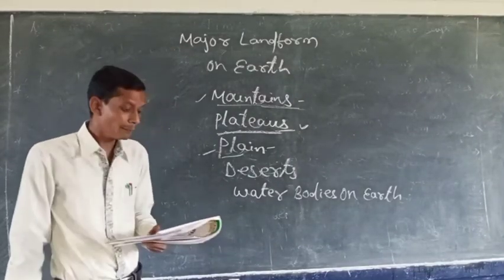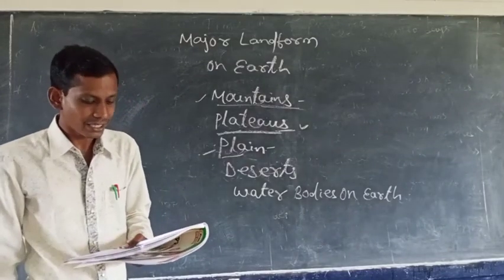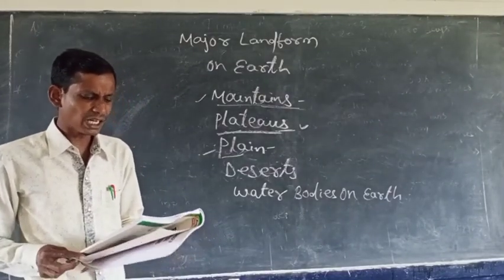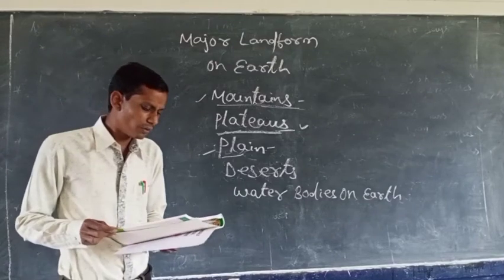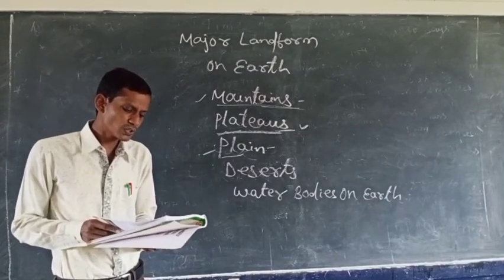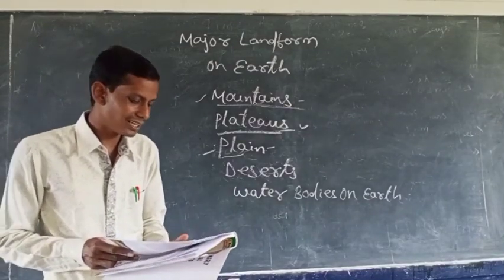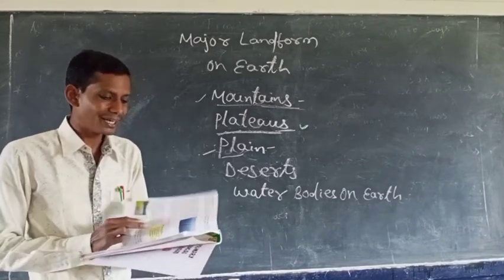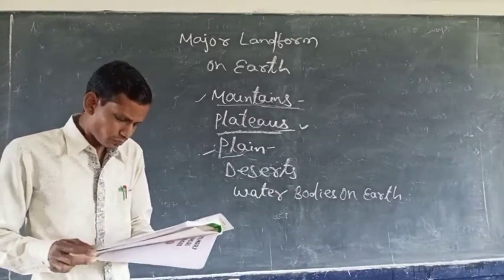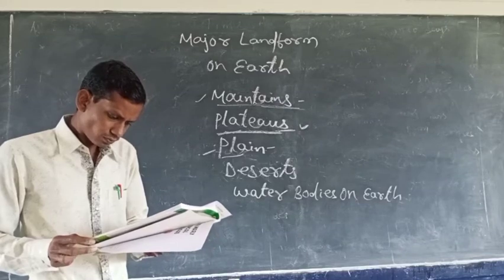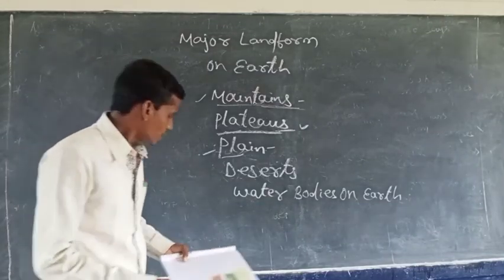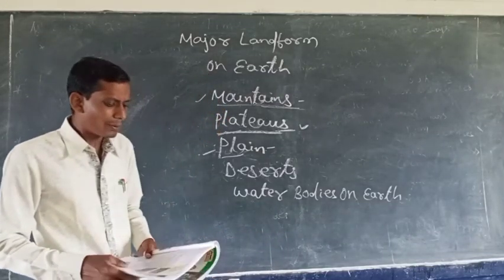Then the last one is the desert. A desert is a barren area of land, often covered with sand or rocks, where there is very little rain and not much vegetation. So a desert is a barren area.